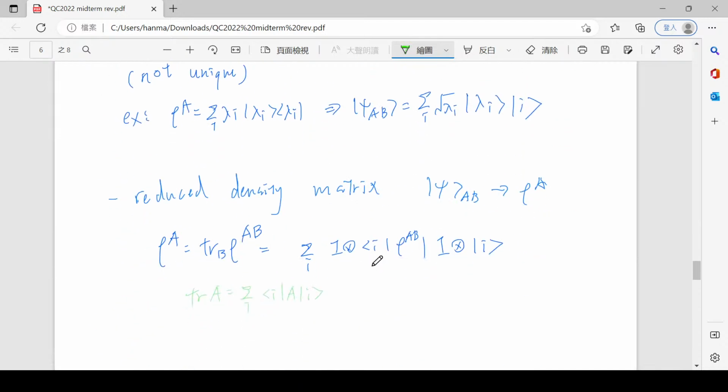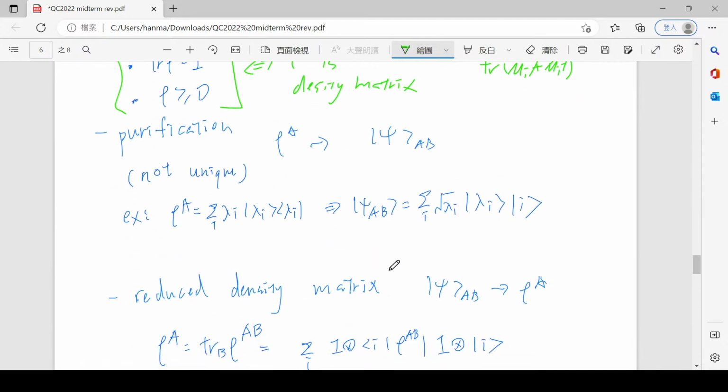Okay, so let's get a little faster. There are two operations about density matrices that are pretty interesting. The first one is purification. You have some density matrix on some system A, then you can add another reference system B and get it to a pure state psi AB.